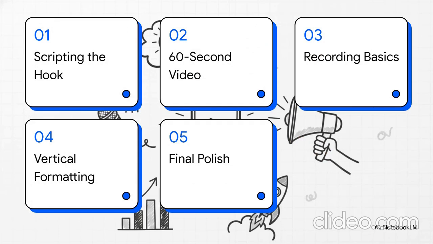So here's our production pipeline for today's explainer. We've got 5 steps: scripting the perfect hook, writing a 60-second video, recording and animation basics, formatting for vertical screens, and finally, auto captions and that final polish. Let's get right into it.